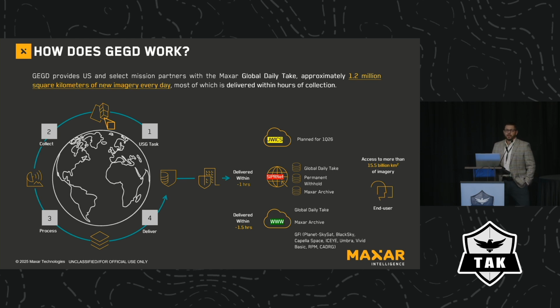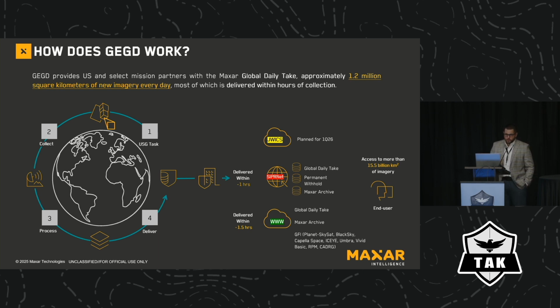Our MAXAR archive does go back all the way to 1999, so you have about 26 years worth of imagery to take a look at here. On the unclassified side, you're going to have access to all the same content that you had on the SIPR side, but with the addition of what we call our government furnished information, or GFI.